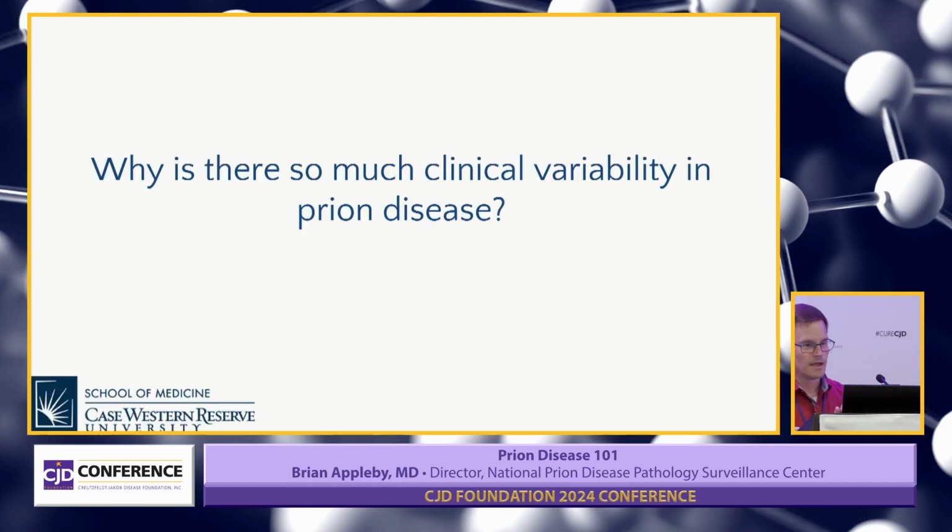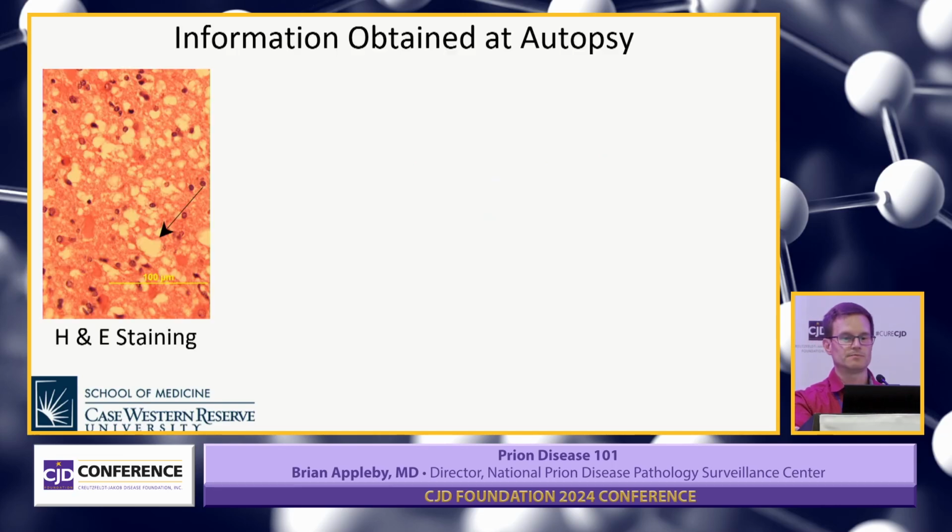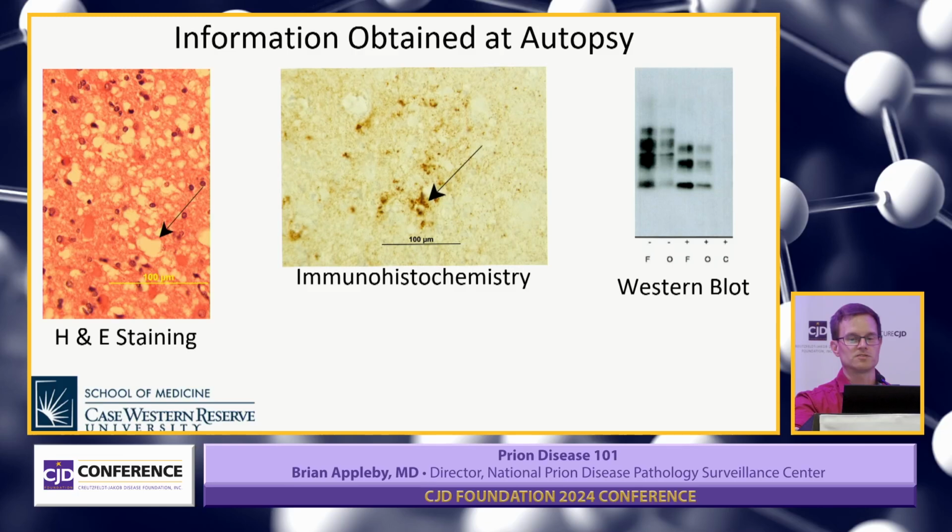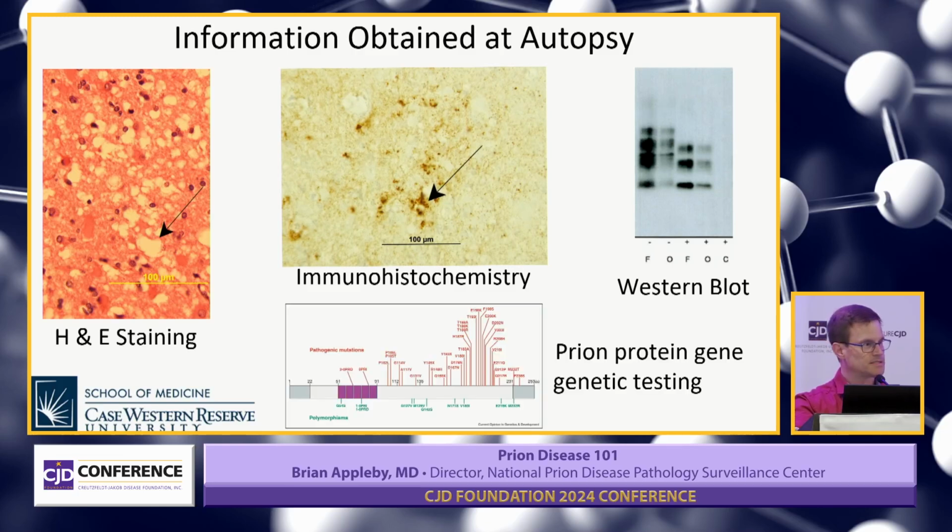Okay, so why is there so much clinical variability in prion disease? I want to go down the rabbit hole a little bit. These are all the different tests that we do at autopsy to diagnose the type of prion disease. We do H&E staining, which looks at the structure of the brain. We put dyes on the brain to look for the abnormal prion protein.